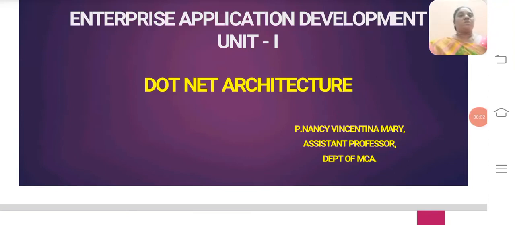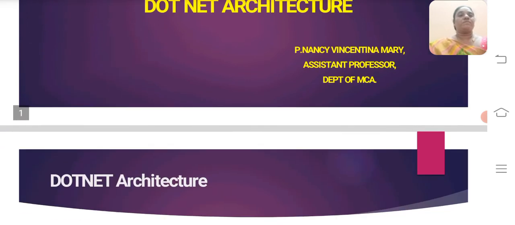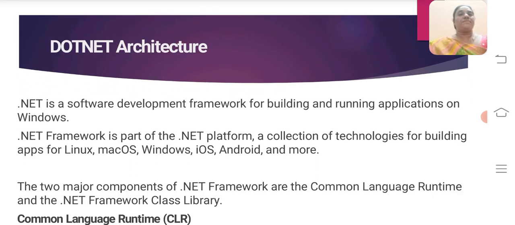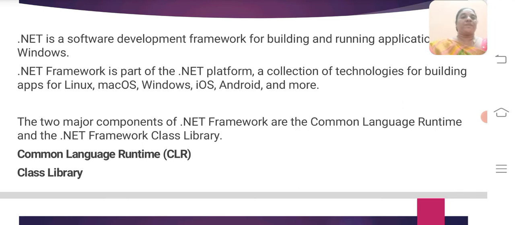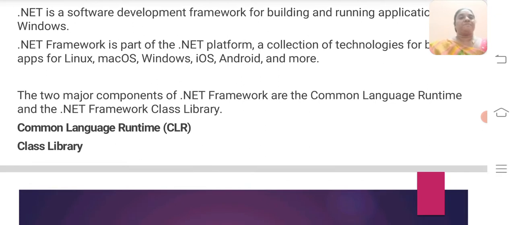Good morning to all. Today we are going to see the .NET architecture under enterprise application development. So .NET is a framework which is used for developing and running applications on Windows. This .NET framework supports different platforms like Linux, Mac OS, Windows, iOS, Android, and more operating systems. There are two main components of the .NET framework. One is the Common Language Runtime, another one is the class library.